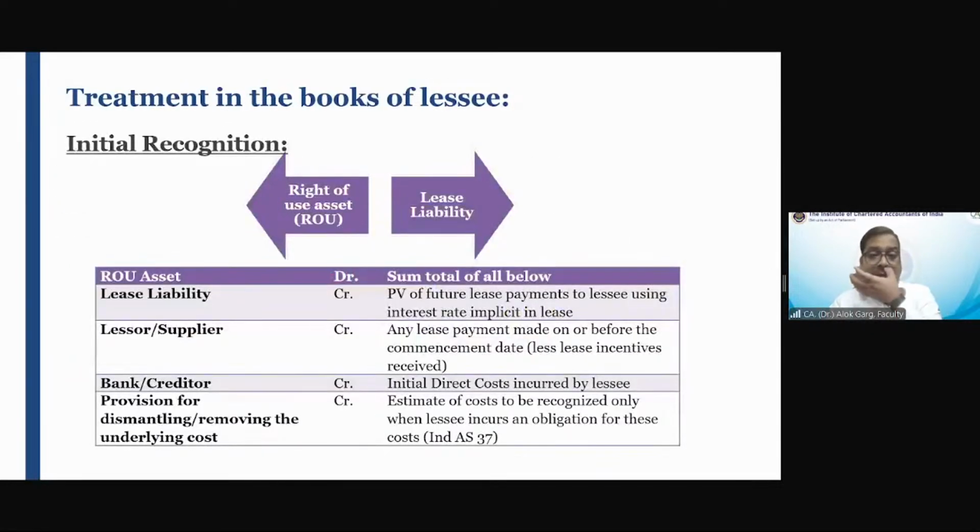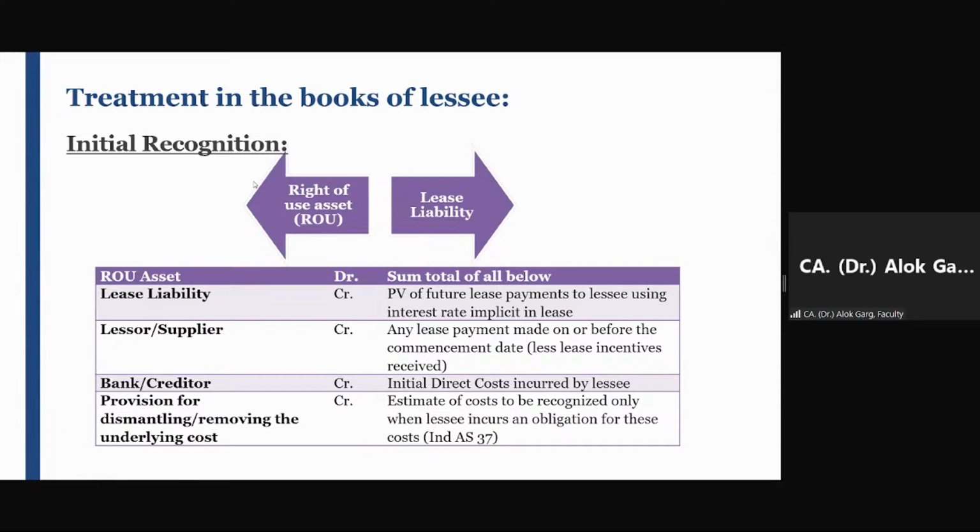Then friends, we discussed the initial recognition and measurement. Initially, right of use asset is required to be recognized in the books of accounts and lease liability is required to be credited in the books of accounts on the commencement date. What is my right of use asset? My right of use asset is equal to present value of the future lease payment. Present value of the future lease payments. Okay. Means whatever my lease liability is, if I calculate its present value, that will be my right of use asset. That is my right of use asset.